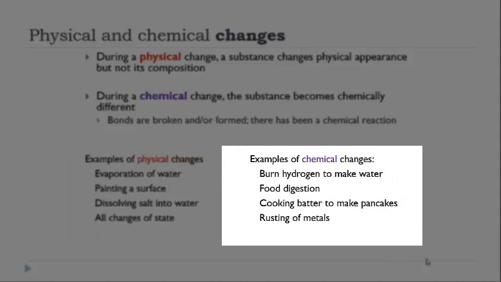Examples of chemical changes are, for instance, if you burn hydrogen to make water, when you digest your food, cooking batter to make pancakes. In fact, any kind of cooking is usually causing chemical changes. When metals rust, that's a chemical change.